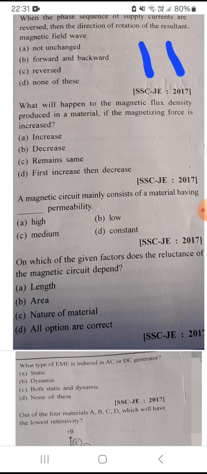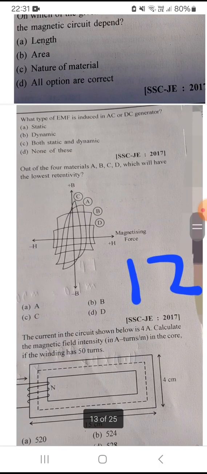Next, what type of EMF is induced in AC or the DC generator? Option B, that is the dynamic is the right answer. Next, out of the 4 materials ABCD, which will have the lowest retentivity? Here the option is D.